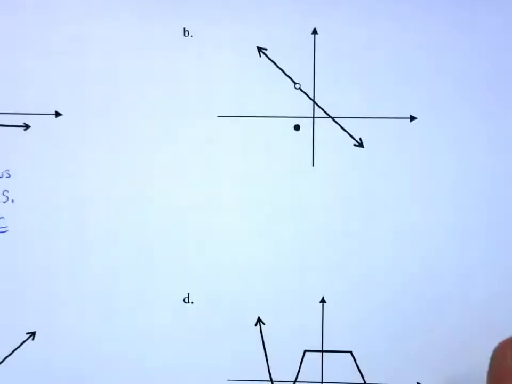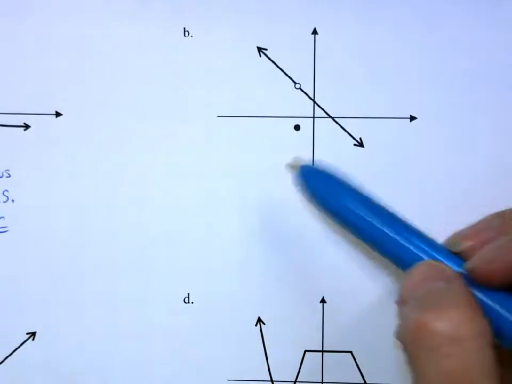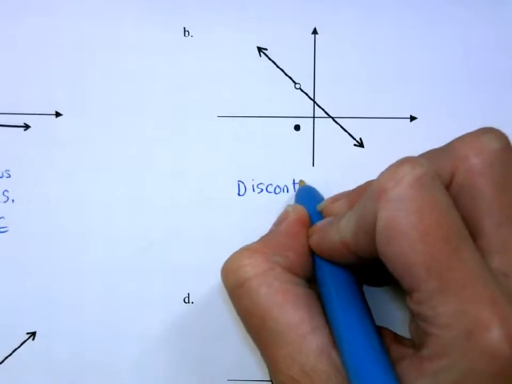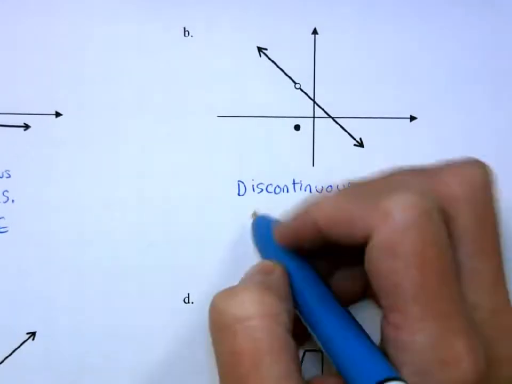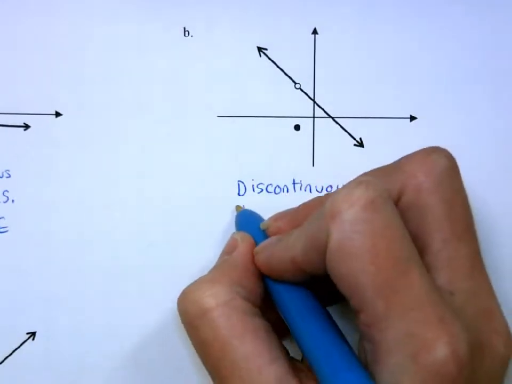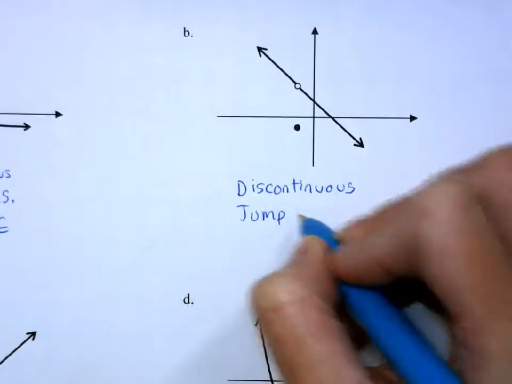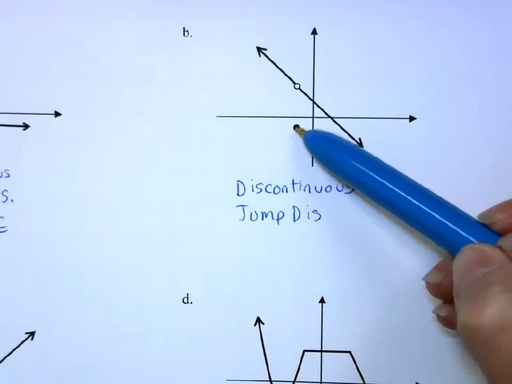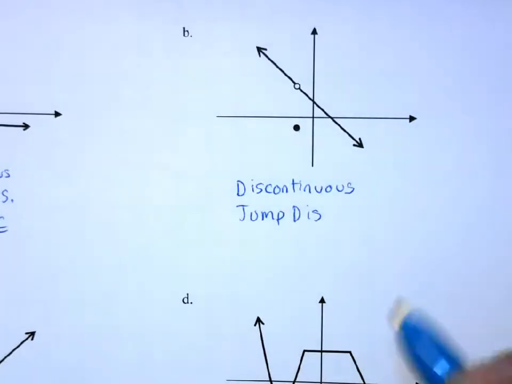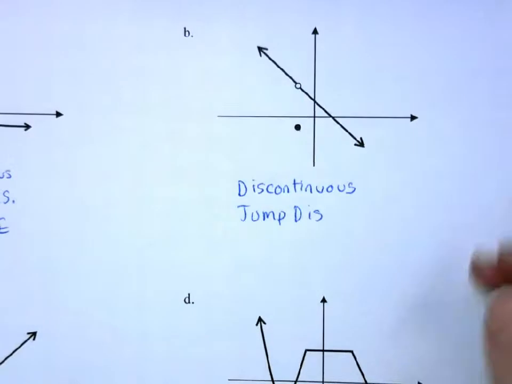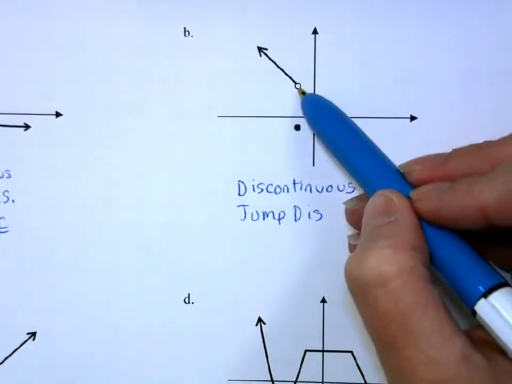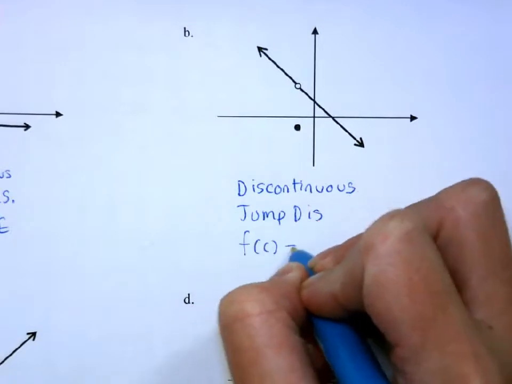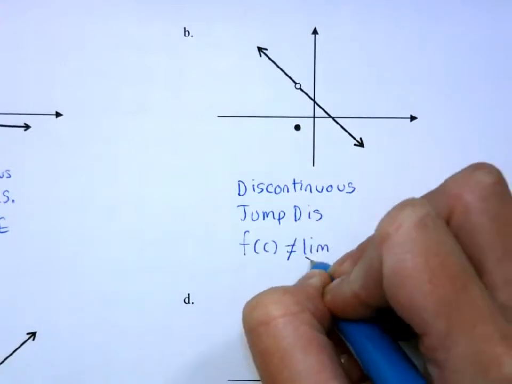Okay, our second one here is discontinuous. Okay, it is either jump or point. I would accept either. Really, it's not going to be point because it has a value here, but I would accept both. The reason, it does have a function value, it does have a limit value, but they are not the same thing. So f of c does not equal the limit as x approaches c of f of x.